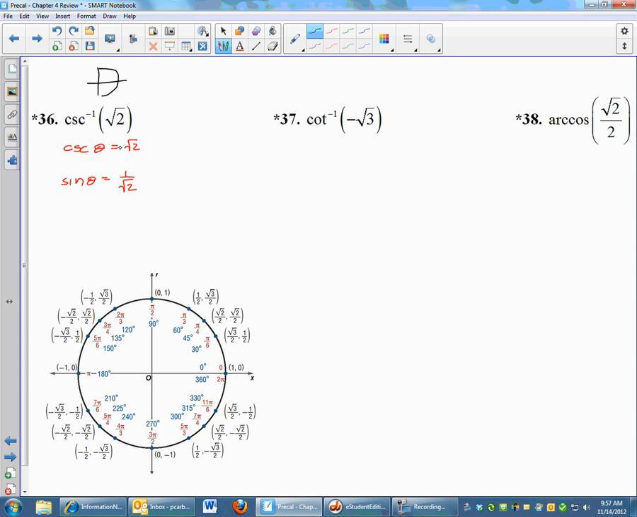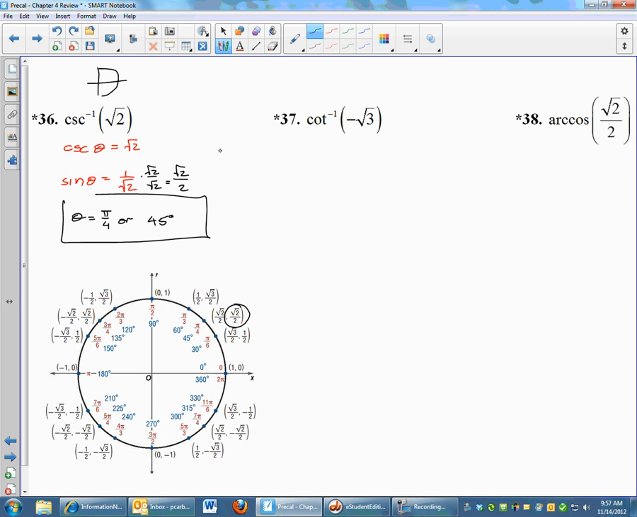And let's see, sine is 1 over root 2. Well, it's not written like that on our unit circle, but if you rationalize that, if you multiply by root 2 over root 2, 1 times root 2 and root 2 times root 2 is 2. We're looking for the place where my y-coordinate is root 2 over 2. That happens right here. So our answer is pi over 4, or 45 degrees if you want to answer in degrees.